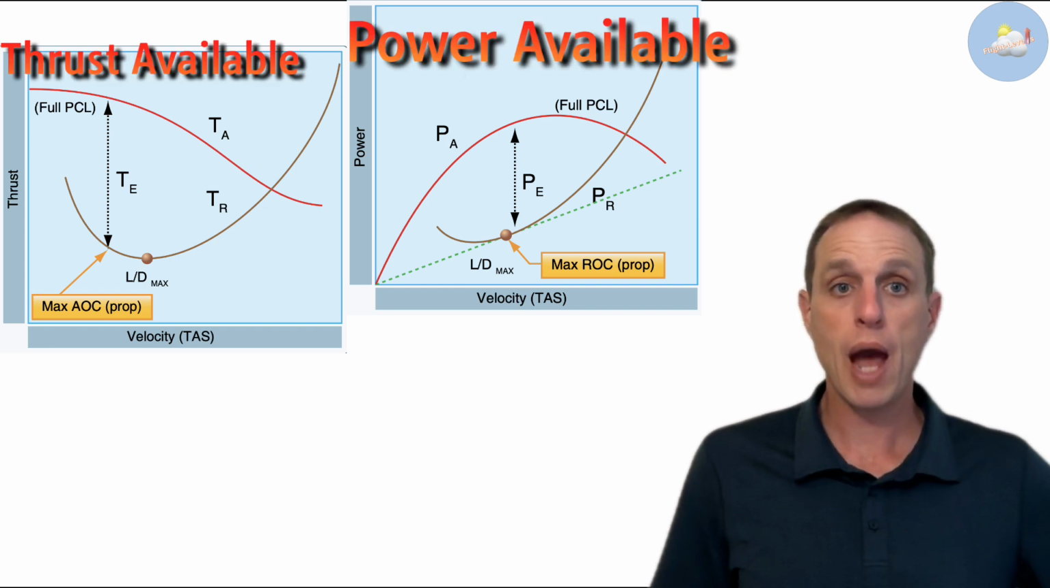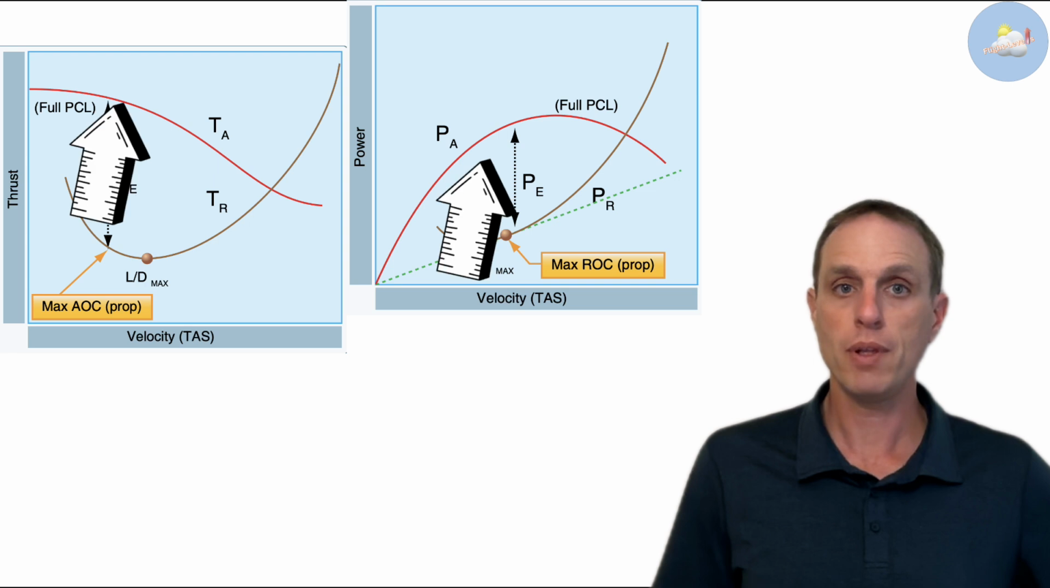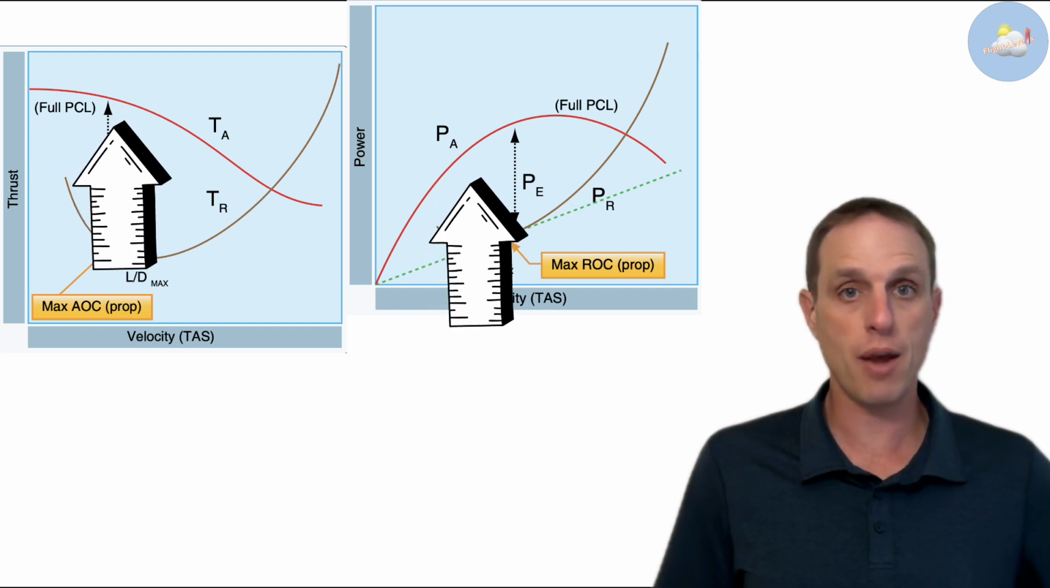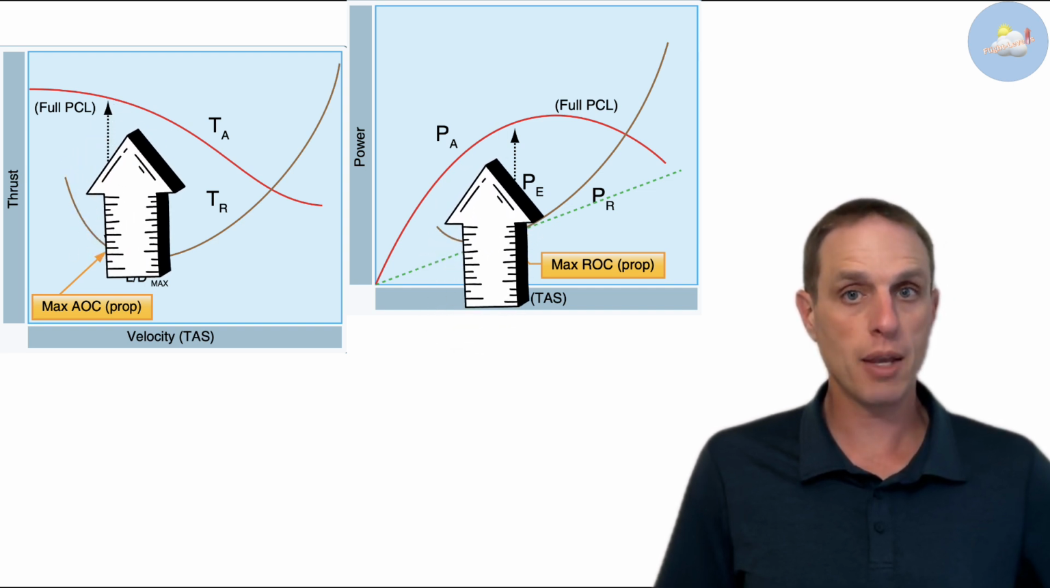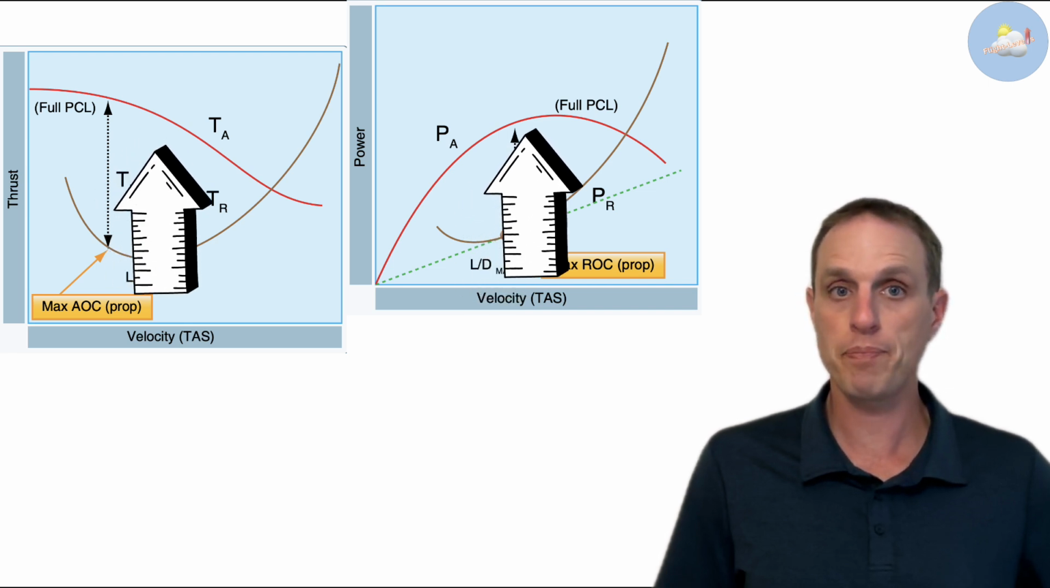When we look at a power available chart, we are looking at the result of the thrust available chart multiplied by speed. For example, let's pick any point along the thrust available curve. If we were to move to a higher speed, we see thrust go down. At the same time, since speed is going up, the power available goes up.